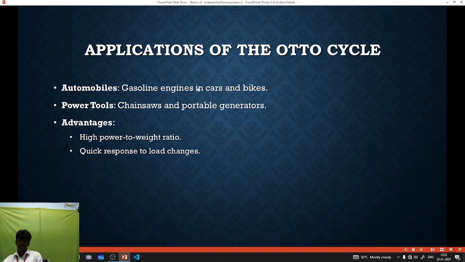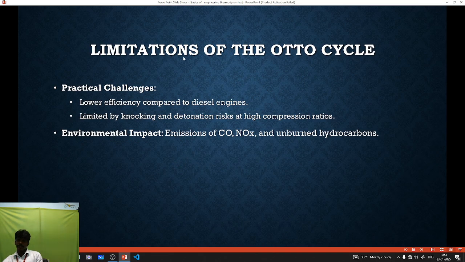Applications of the Otto cycle are gasoline engines, cars and bikes, power tools, chainsaws and portable generators. Advantages: high power to weight ratio and quick response to load changes. Then limitations of the Otto cycle. Practical challenges are lower efficiency compared to diesel engines.